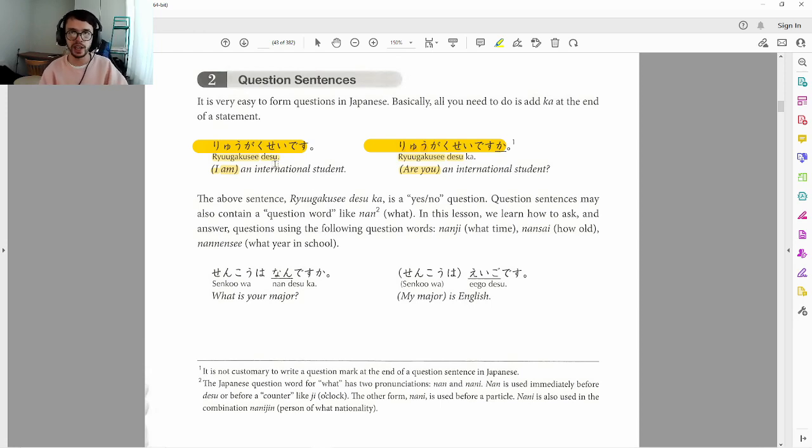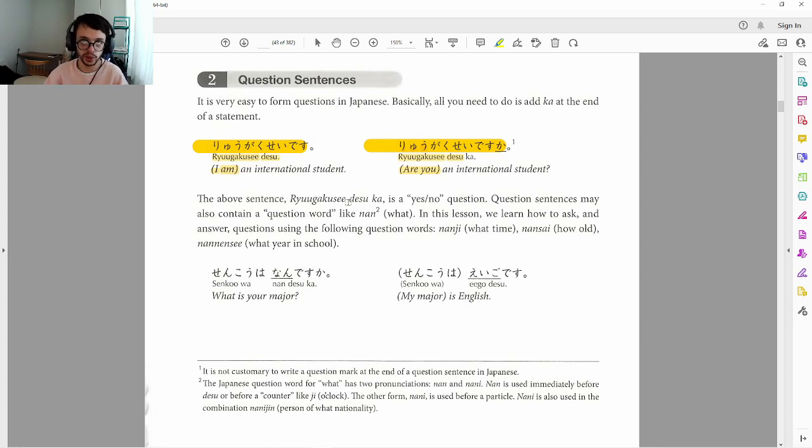So if you just say ryugakusei desu, it just means I am an international student. Or it could be he, she, they, right? So you gotta know what the prior conversation was about, or what the person is talking about. And then ryugakusei desu ka is asking, typically, are you an international student? So just changing that one thing, like base definition is "I am," and then here is "are you." So just adding ka to the end of the sentence, right?